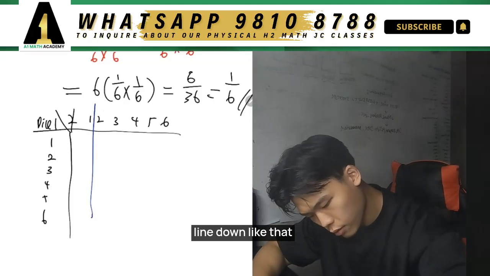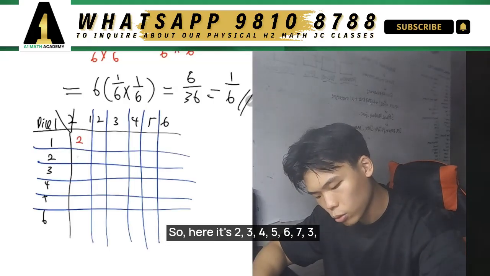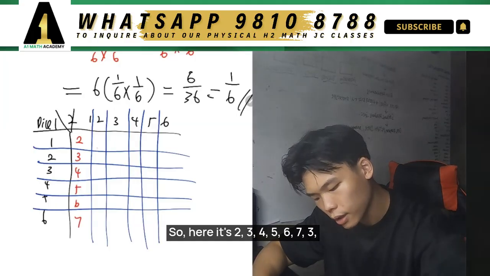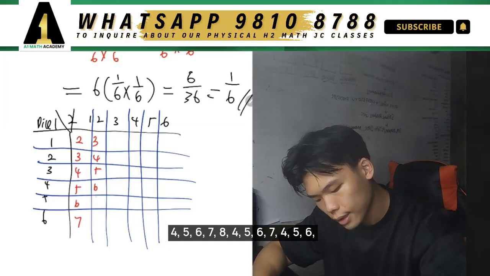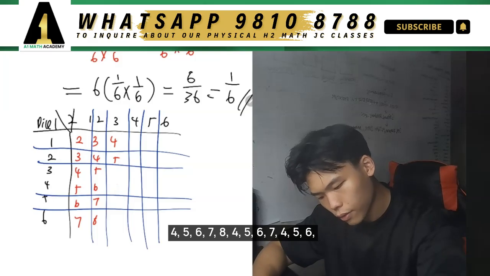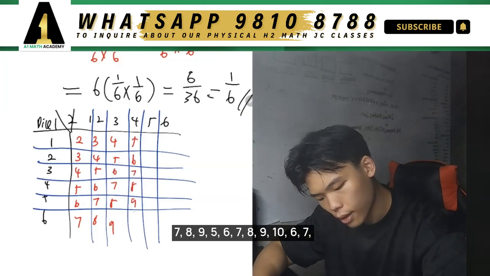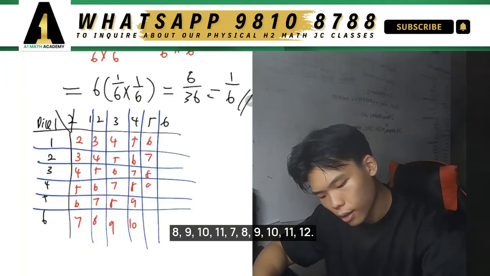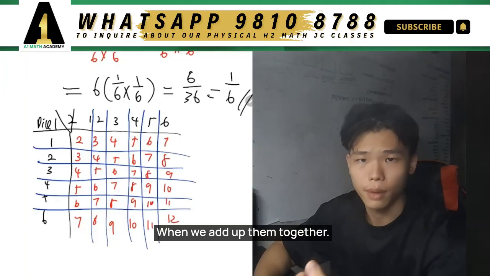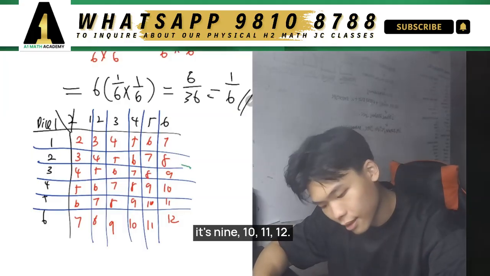Then if I draw a line down like that, and then I draw a line across like that, you realize that they add up, right? So here's 2, 3, 4, 5, 6, 7, 3, 4, 5, 6, 7, 8, 4, 5, 6, 7, 8, 9, 5, 6, 7, 8, 9, 10, 6, 7, 8, 9, 10, 11, 7, 8, 9, 10, 11, 12. Right? When we add them together. And if you want more than 8, you can see that it's 9, 10, 11, 12.